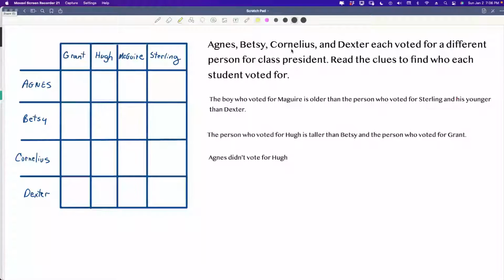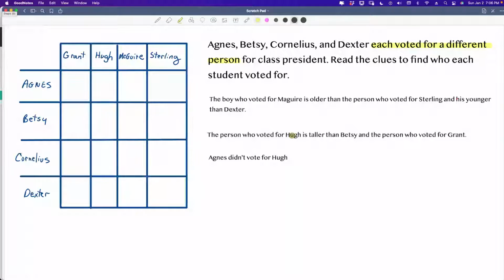So Agnes, Betsy, Cornelius, and Dexter each voted for a different person for class president. That's important. They each voted for a different person for class president. So no two people voted for the same guy. Read the clues to find out who each student voted for. All right, so let's read this.